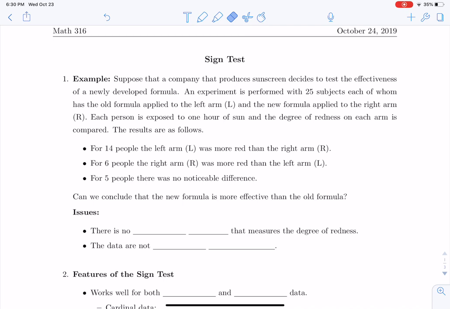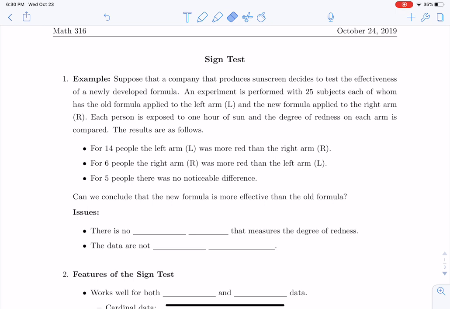For 14 people, the left arm was more red than the right arm. For 6 people, the right arm was more red than the left arm. For 5 people, there was no noticeable difference. We ask, can we conclude that the new formula is more effective than the old formula?